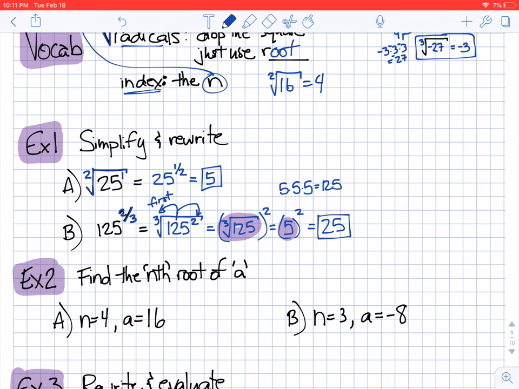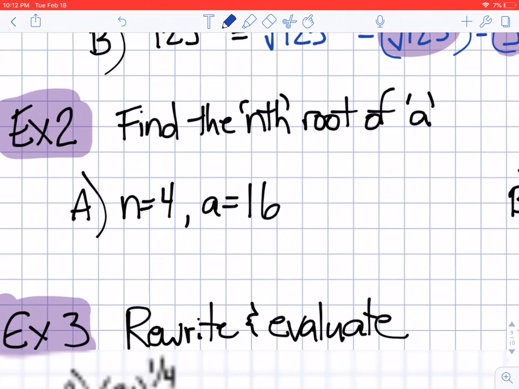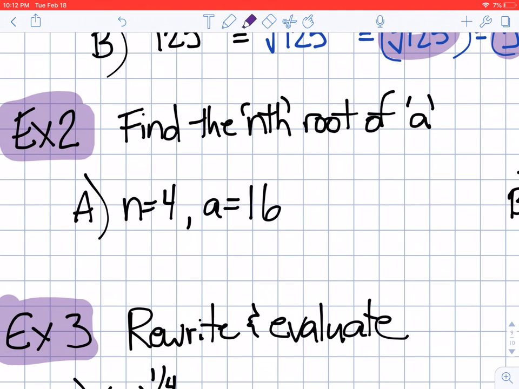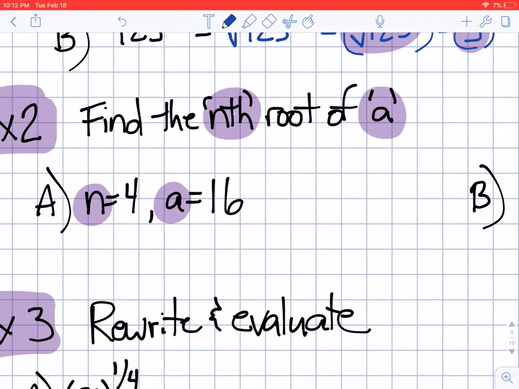All right. Example 2. Find the nth root of a. Keywords, phrases here. The nth root of a. So notice here we've got an n and an a. So I'm going to write this out as a root first of all. A goes inside, and the nth root goes here. And so now I need to find what number times itself 4 times is 16.